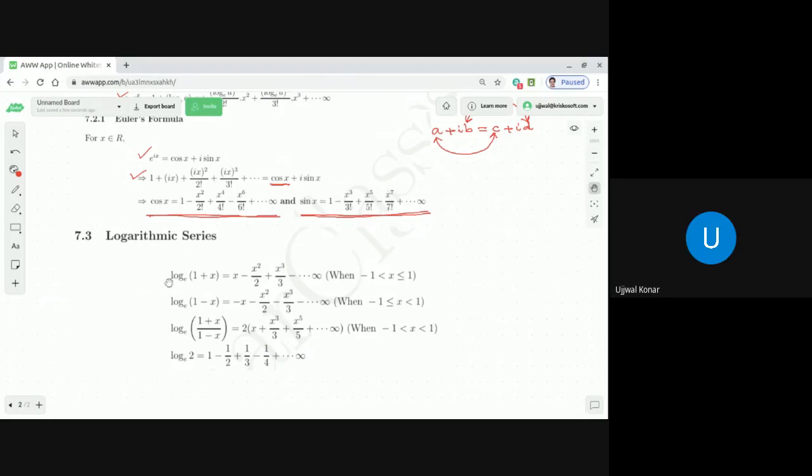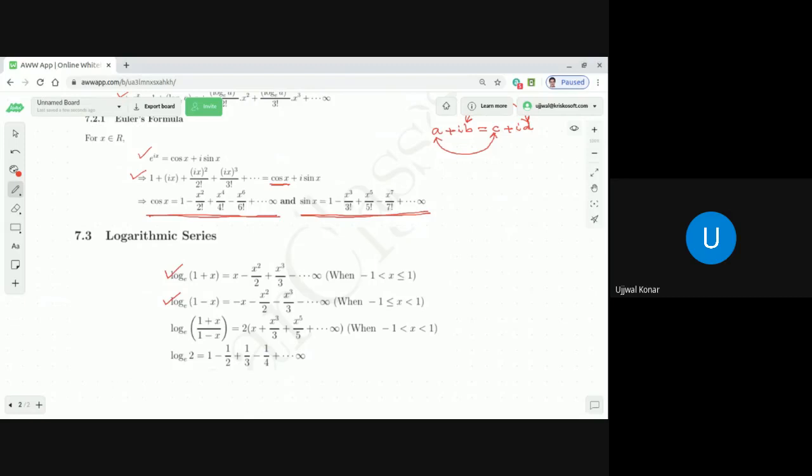The second one is log of 1 minus x base e, which is equal to -x minus x squared by 2 minus x cubed by 3 minus ... up to infinity, when -1 is less than or equal to x less than 1. Correct? We will discuss all these things in detail. But today, you need to remember them. And once we discuss them, you will see how well this can be established.